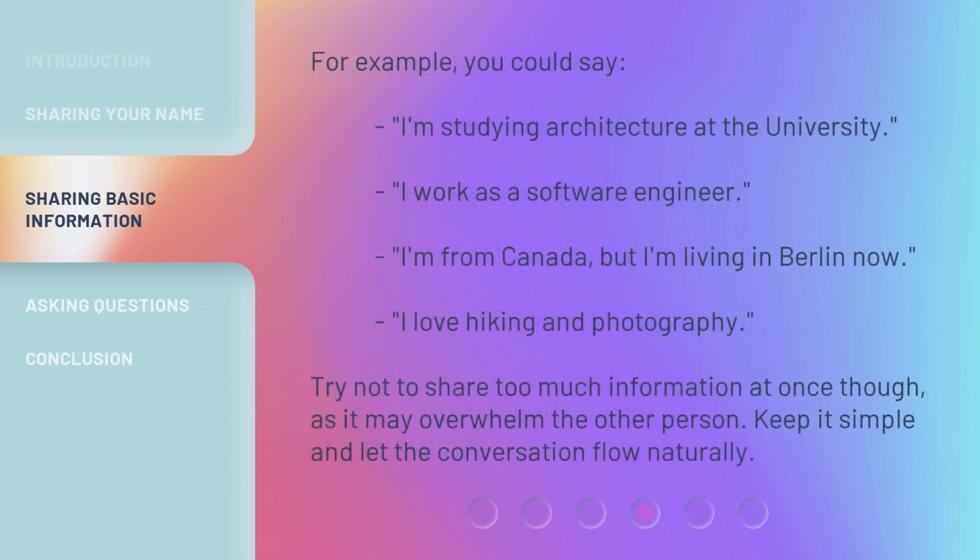For example, you could say, "I'm studying architecture at the university. I work as a software engineer. I'm from Canada, but I'm living in Berlin now. I love hiking and photography." Try not to share too much information at once though, as it may overwhelm the other person. Keep it simple and let the conversation flow naturally.